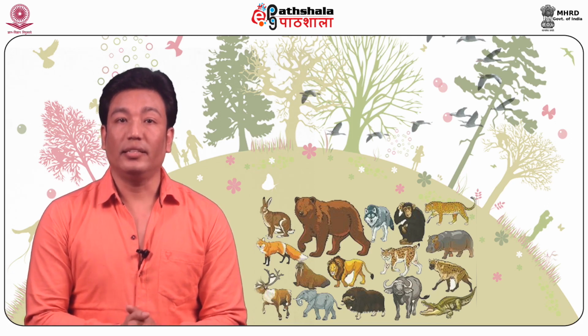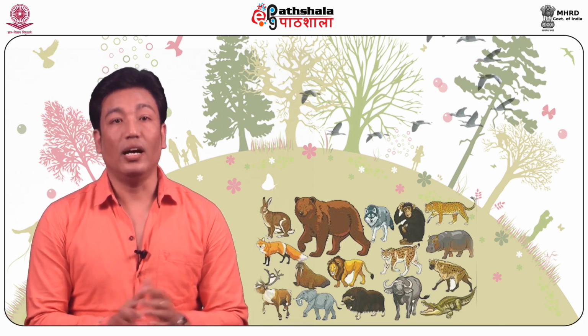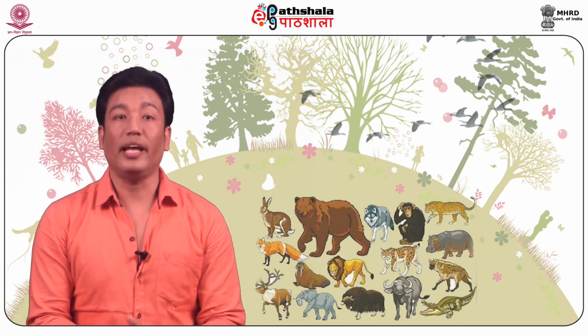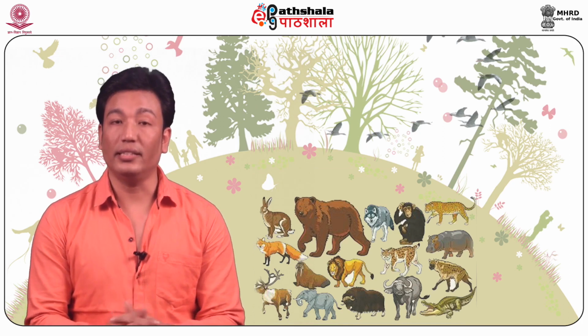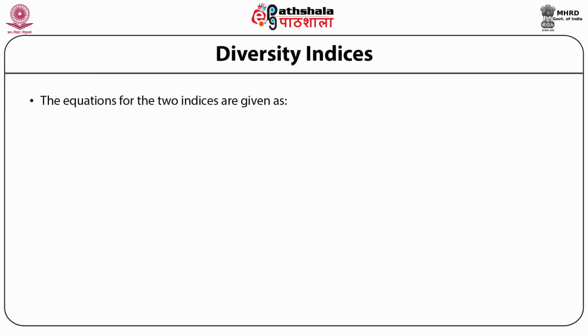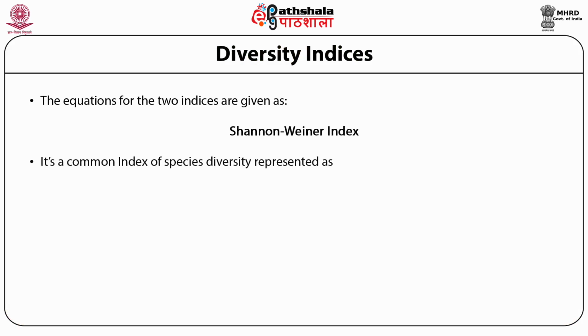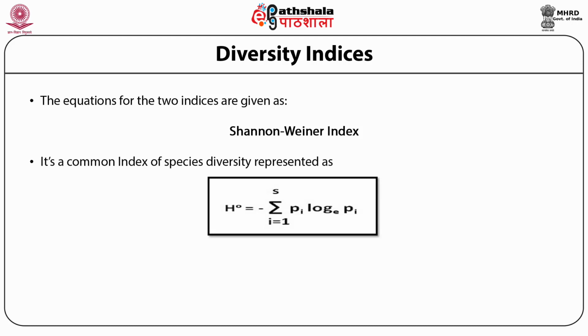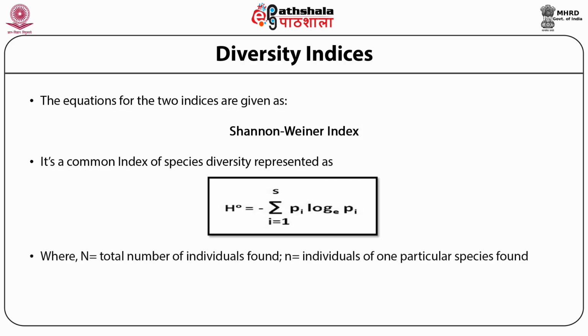Information statistic indices and dominance indices are the two ways of diversity indices, given as the Shannon index and Simpson index respectively. The equations for the two indices are as follows. Shannon-Wiener index: it's a common index of species diversity, represented as H naught equals minus summation, i starts from 1 to S, pi log e pi, where capital N is the total number of individuals found, where small n is individuals of one particular species found.